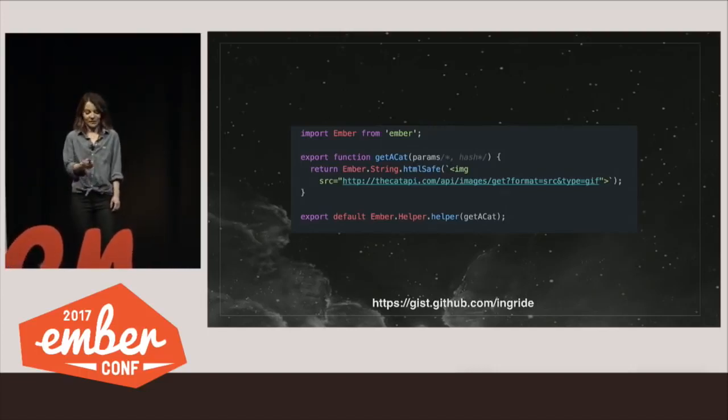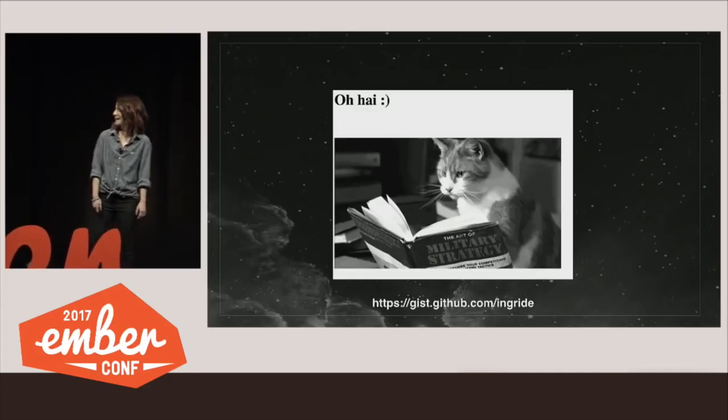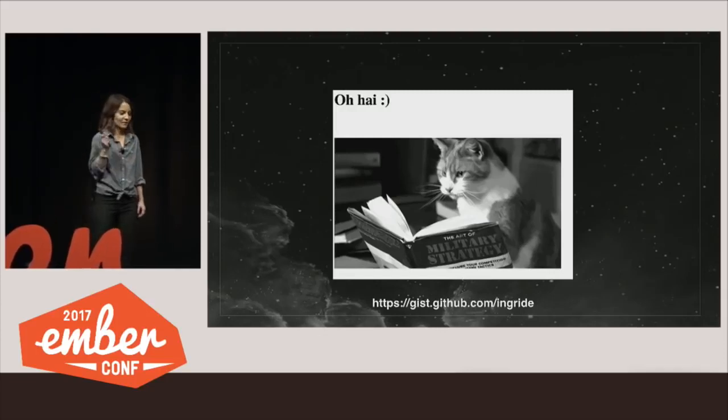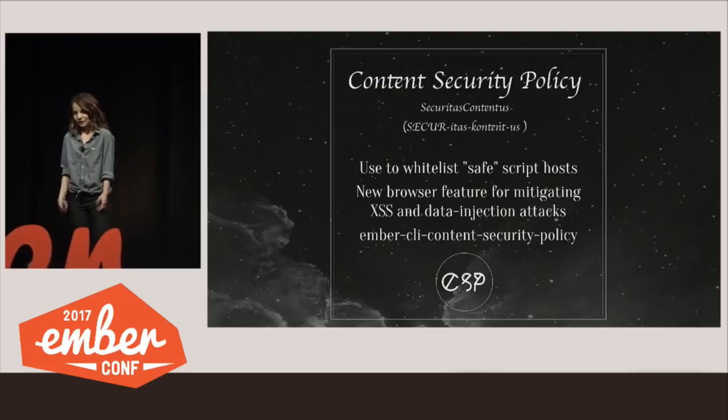So when you're doing that, Ember says, oh, you actually wanted an image. And it's going to show you the image of a cat reading military strategy, which is pretty much what we're doing right now, I guess. And again, there's a gist on GitHub, so if you want to play with this, see how it works, it's all there.